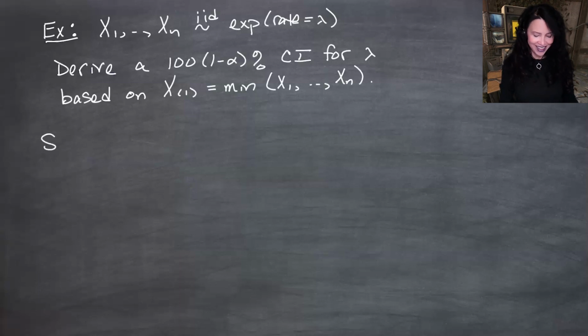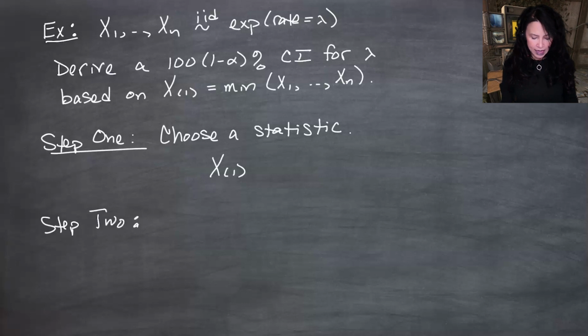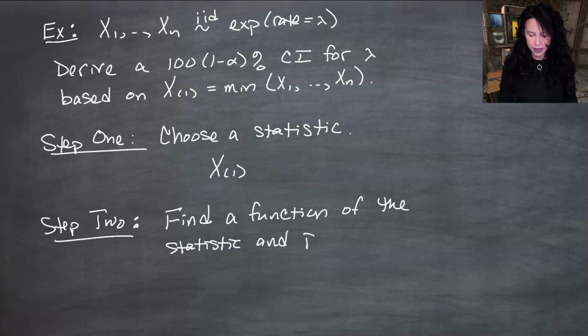Let's go. Step one is always to choose a statistic. Obviously, this has been done, but I'm including the step for completeness. We're going to use the minimum value in the sample. Step two is to find, and this is the last time I'm going to write this out long because we have a word for it, a function of the statistic and the parameter we're trying to get at, in this case lambda, whose distribution is known to us.